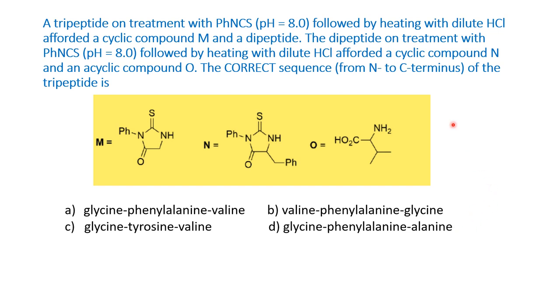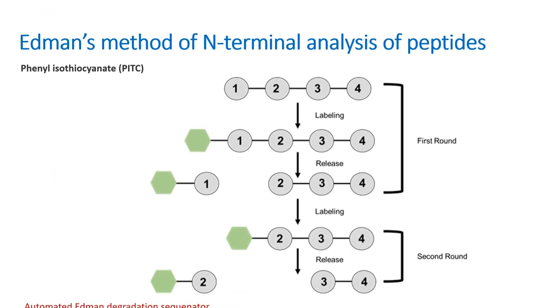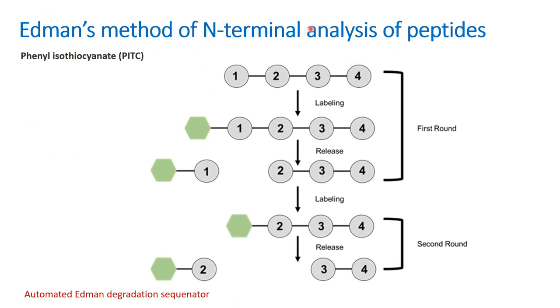So first and foremost, when we see the reagent phenyl isothiocyanate, we know this is actually Edman's reagent. When we are doing N-terminal analysis, Edman's reagent is a popular reagent that is used. So we will first see Edman's degradation. What is Edman's degradation or Edman's N-terminal analysis of peptides?